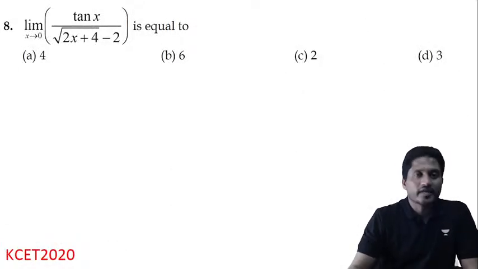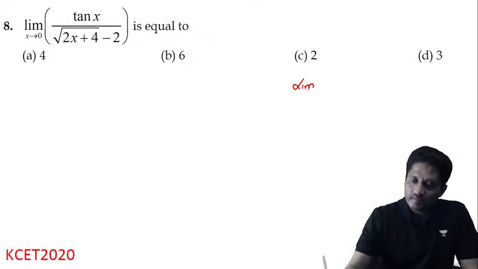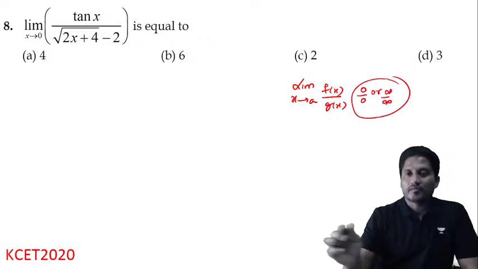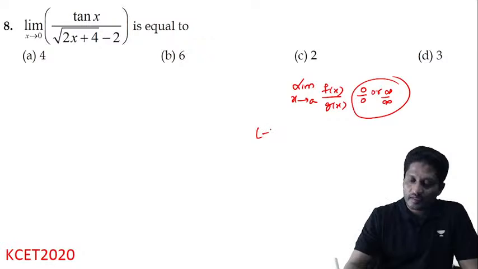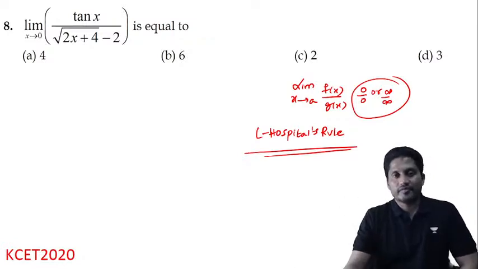Limit x tends to 0, tan x divided by root of 2x plus 4 minus 2. Okay, now listen. Whenever you have limit x tending to a, f of x divided by g of x, and if this is of the form 0 by 0 or infinity by infinity, differentiate the numerator and denominator separately. That is called L'Hopital's rule. Don't read this as L'Hospital's rule. It should be read as L'Hopital's rule.